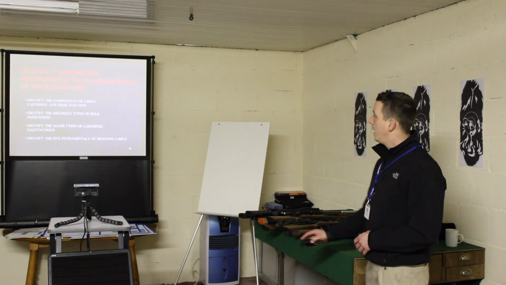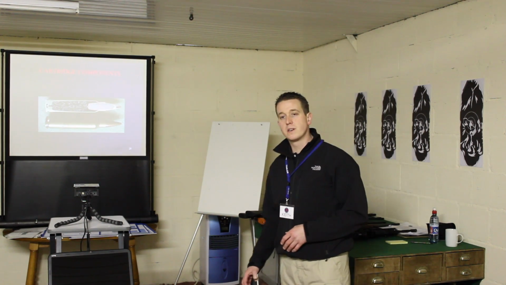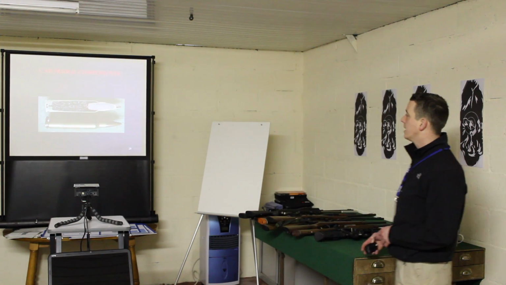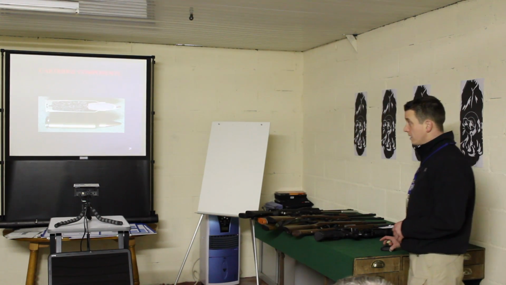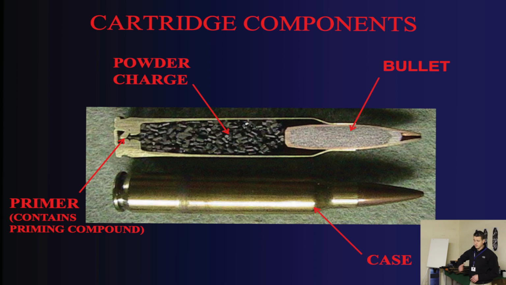Okay, so cartridge components. What you're looking at there is a .223 round that's been cut in half with a saw, and we're looking at a cross section on top and the round itself on the bottom. And again, you'll see on the diagram there the cartridge components. So what the cartridge is made up of: it's obviously made up of the case. The case is what holds everything together, the brass case.